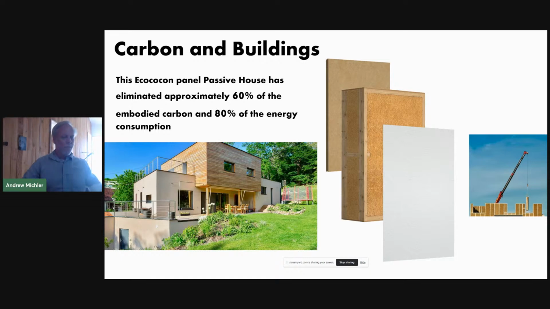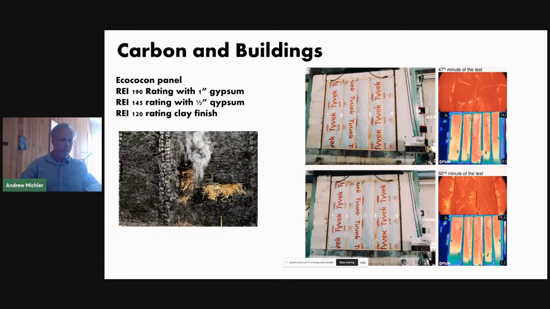And it's a carbon sink. It actually will take carbon out of the atmosphere and fix it into the structure of the building. And then straw, yeah, straw burns. Straw actually doesn't burn when it's really packed well. They did some tests. It's a European building product, so they're doing European tests. And they could rate it, if you have 1 inch of gypsum board on it, you can get more than 3 hours for a fire rating for it.